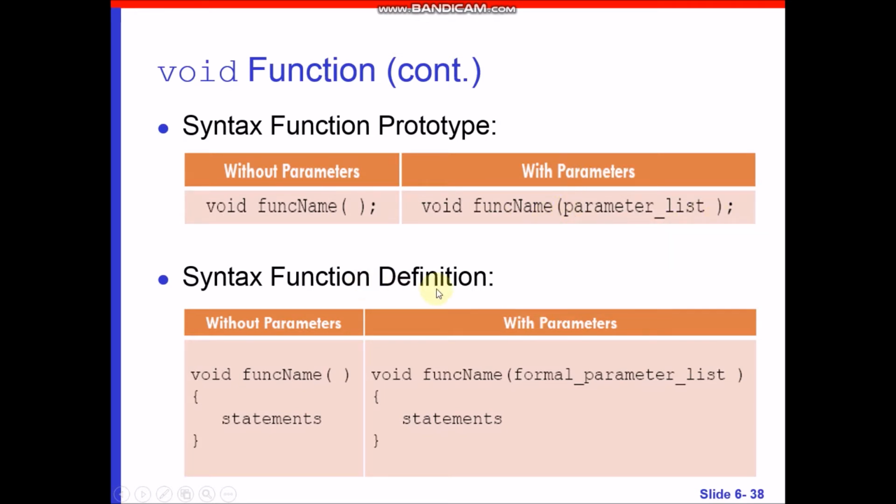While for the syntax of the function definition, for without parameters, you will have the void function name with a blank, then you will proceed with the body of the function. While for with parameters, you will have the void function name with the formal parameter list, then you will proceed with the statements. Okay class, please remember the differences between the void function and the value returning function.